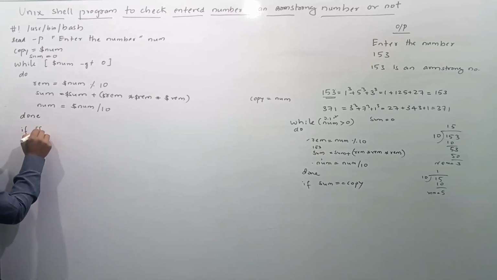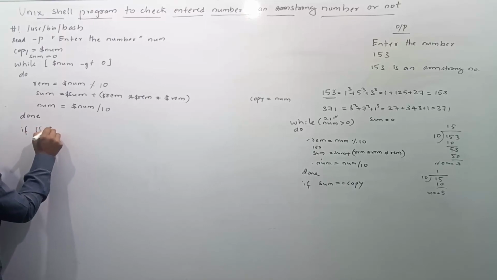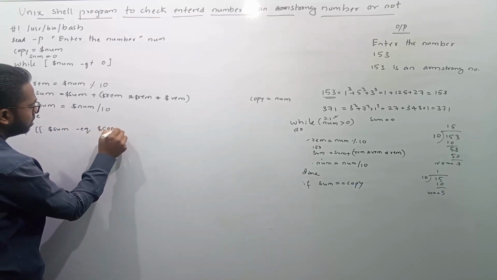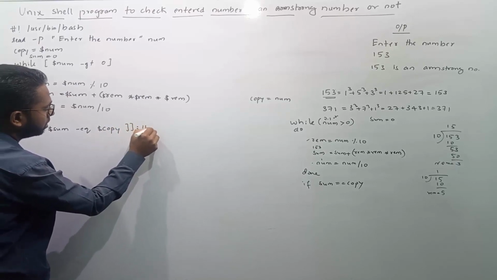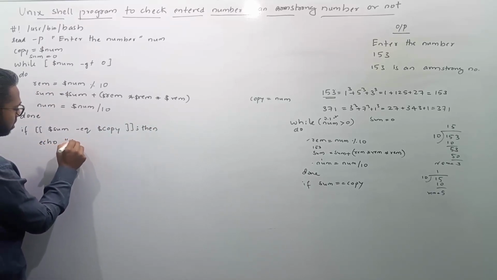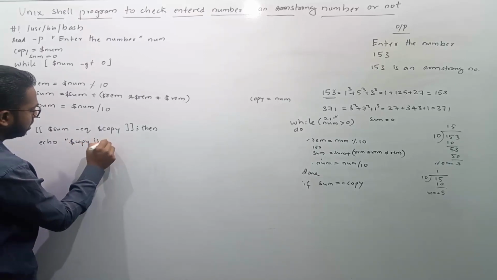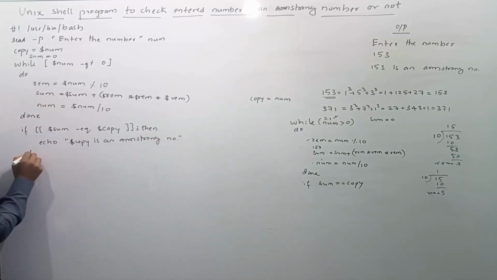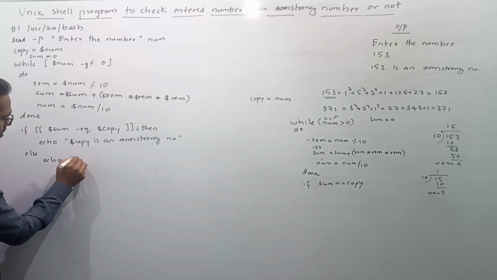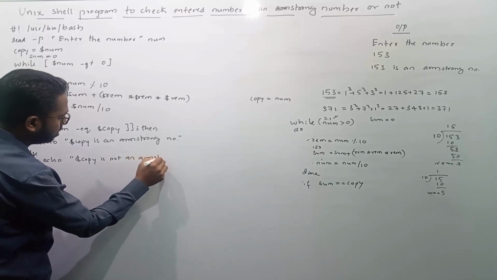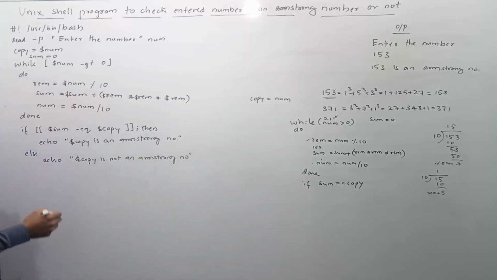if [[ sum is equal to $copy ]]; then echo $copy is an Armstrong number, else echo $copy is not an Armstrong number. Okay, here with this we have completed this program.